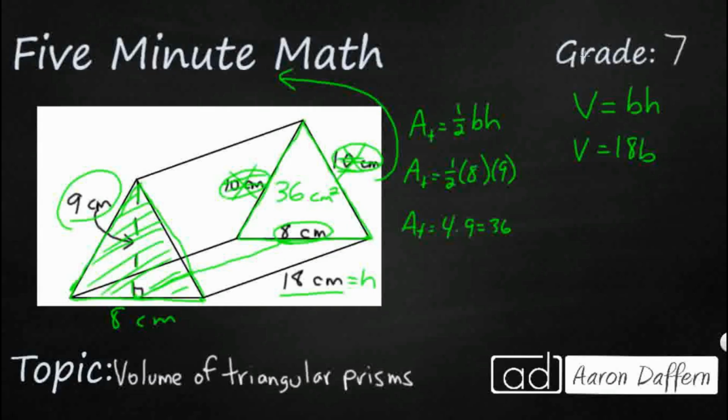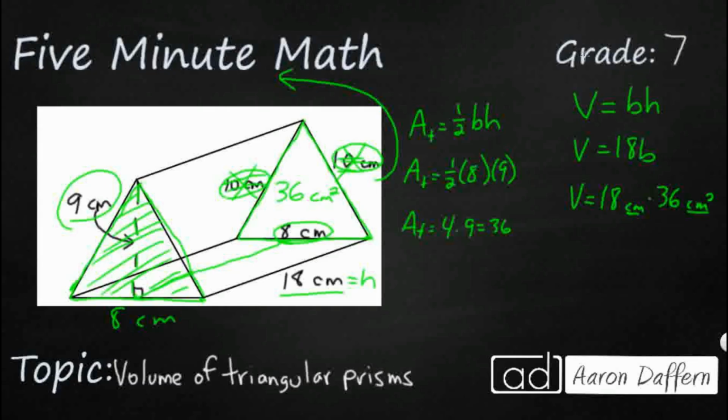And so what I have here is my volume is going to be 18 centimeters, that's my height, times my 36 centimeters squared. And that's why our volume is always going to be cubed, or centimeters to the third, because we have 3 different centimeters here. We've got 1 here, and we've got a squared right there.